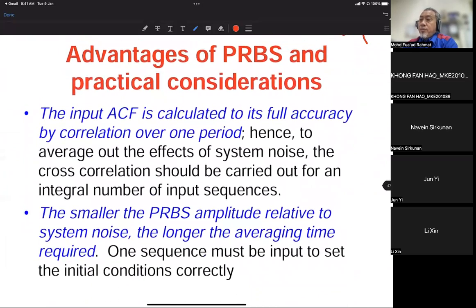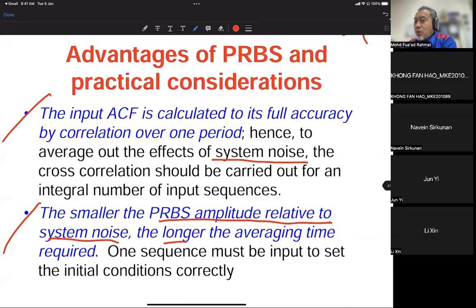Somehow, the input autocorrelation function is calculated to its full accuracy by correlation over one period. Hence, it averages out the effects of system noise, so we can avoid noise when we apply cross correlations. And the smaller the PRBS amplitude relative to the system noise, the longer the averaging time required.